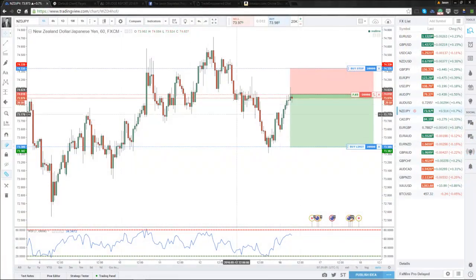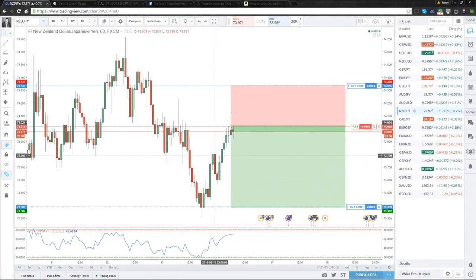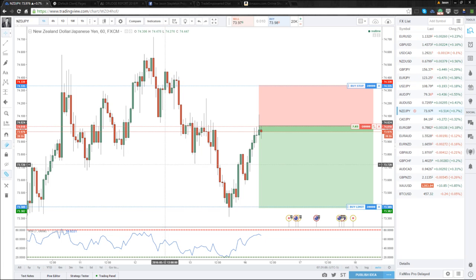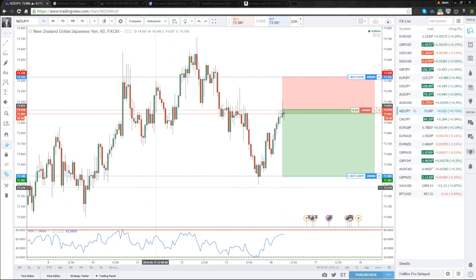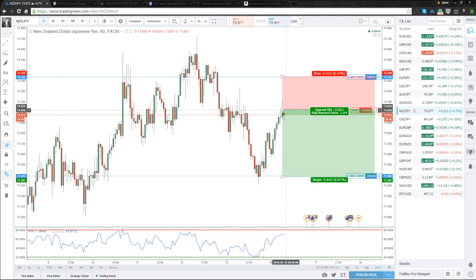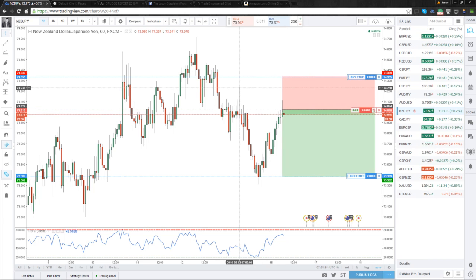We have a trade right now setting up, or already out. New Zealand yen on the 1 hour chart. We had shorted the market here at 74.02s. Now, this is a basic trend continuation play. Market had broken down. We'd rallied back up into this previous structure level. Opportunity to short here, with stops above the swing high.